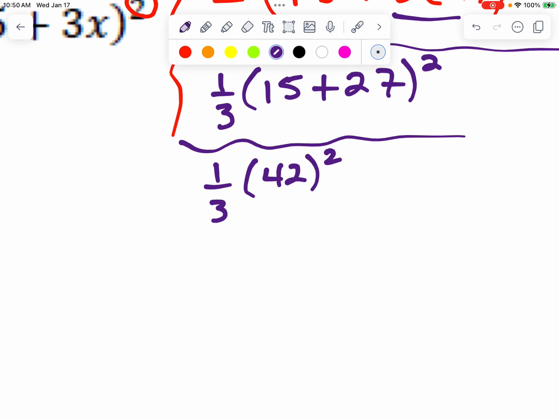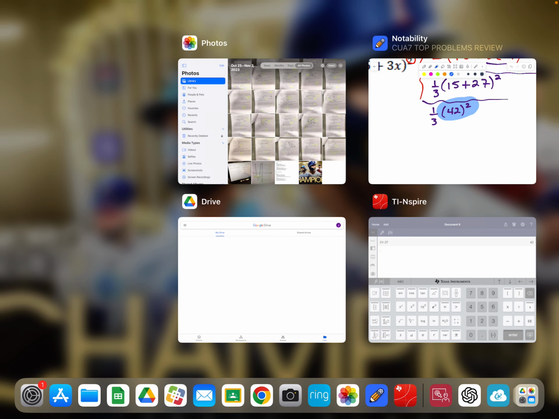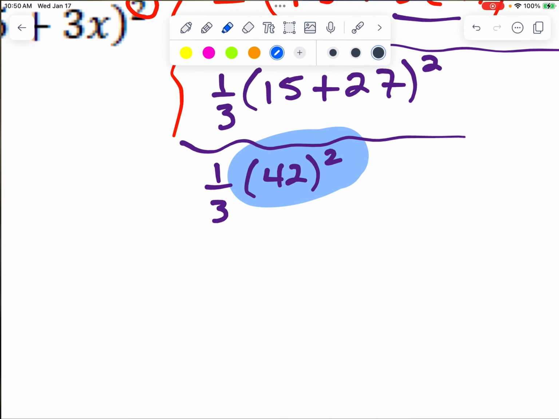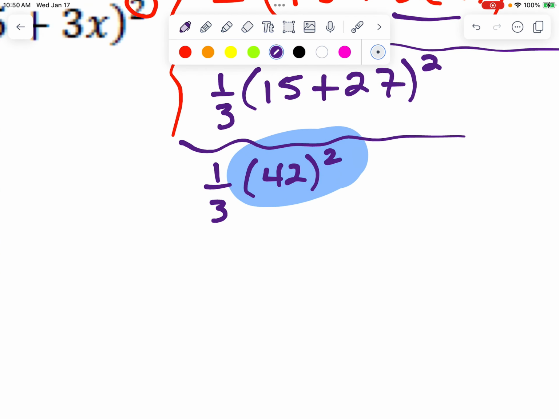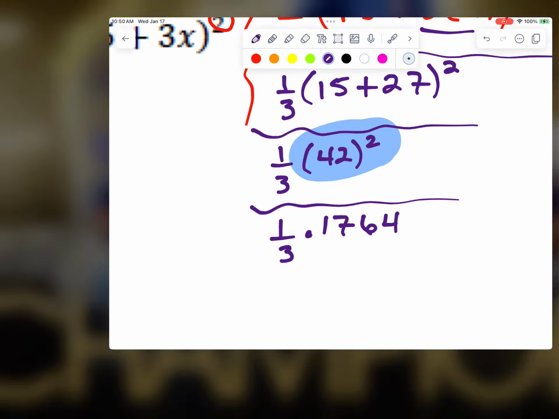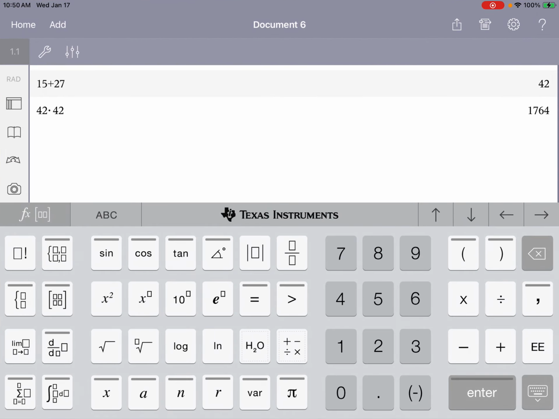Now we need to do exponents, which means now we need to figure out what is 42 to the second power. Grab your calculator here, so go 42 times 42, 1764. So now we have, what's 1/3 times 1764? Did I say that correctly? Let's do some calculator. Now multiplying by 1/3 is the same as dividing by 3. So you can divide by 3 or just multiply it by 1/3.